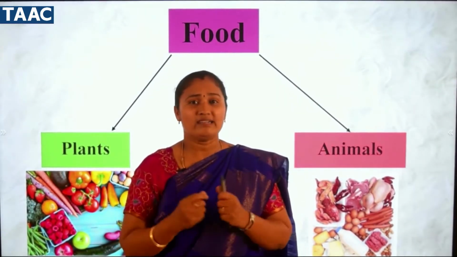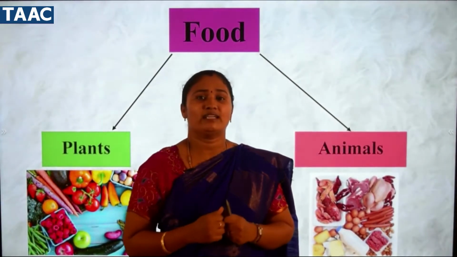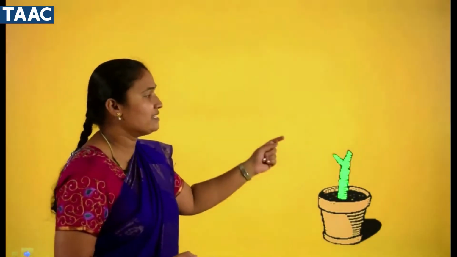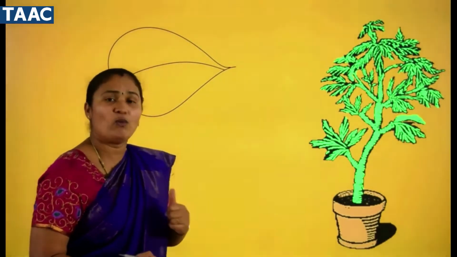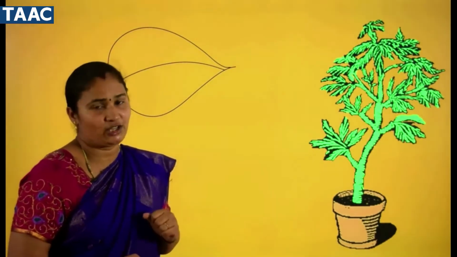Have you wondered where we receive these food items? We prepare the food in the kitchen. The same way, plants also prepare their own food by using a specialized part. There are different parts in the plant, but the specialized part is the leaf. The leaf prepares the food for the whole plant. So why do we call the leaf the kitchen of the plant or the food factory of the plant?